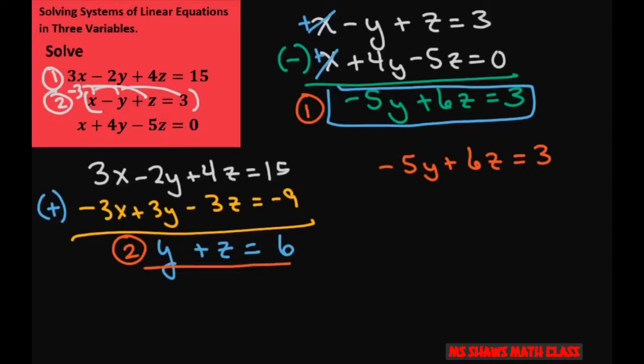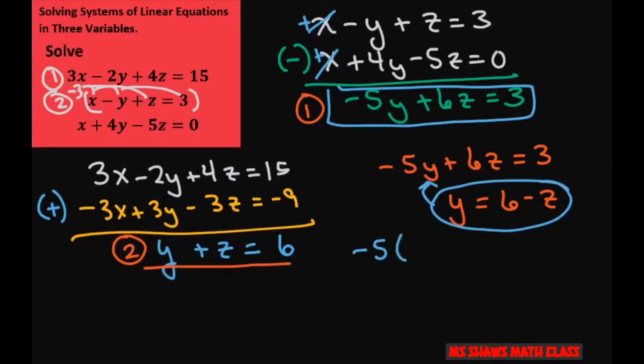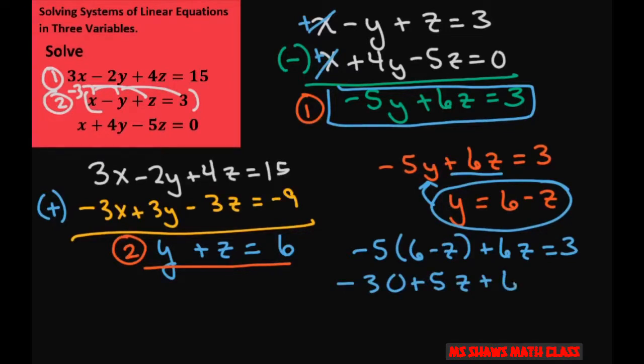And I think what I'll do is solve for y. Either y or z. I'll just do y. So if I solve for y, I get y equals 6 minus z. So I'm going to use substitution and plug this in for y. So we have negative 5 times 6 minus z, plus 6z equals 3. So it's going to be negative 30 plus 5z plus 6z equals 3. I'm going to add 30 to both sides.